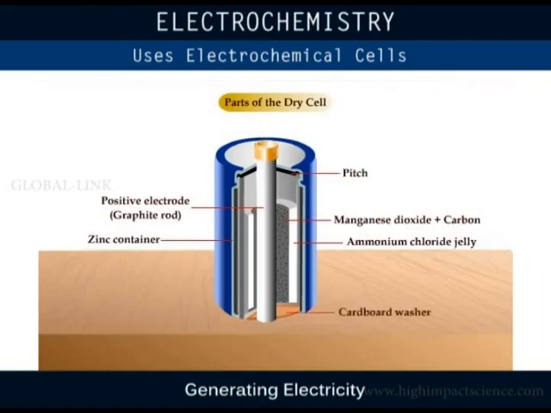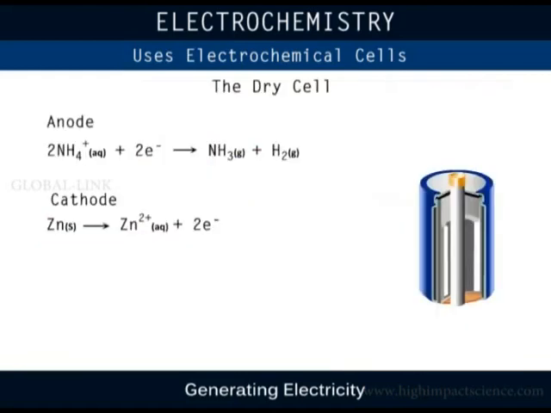A cardboard washer is used to prevent the graphite rod from coming into contact with the zinc can. The zinc can is surrounded by an insulating thick paper covering. The positive terminal is a brass knob at the top, while the negative terminal is at the base. The reactions at the respective electrodes are shown here.